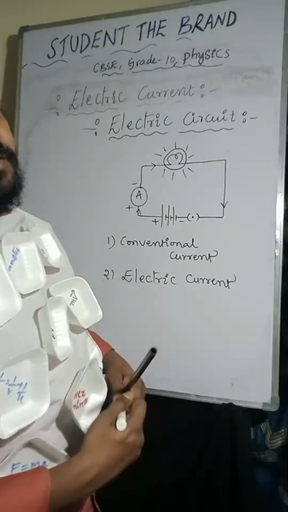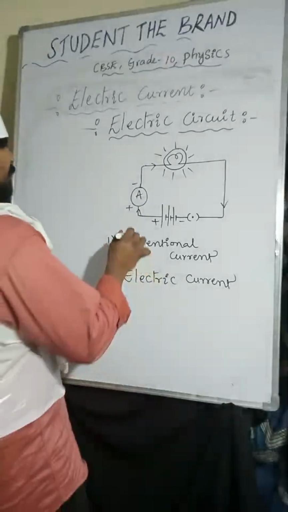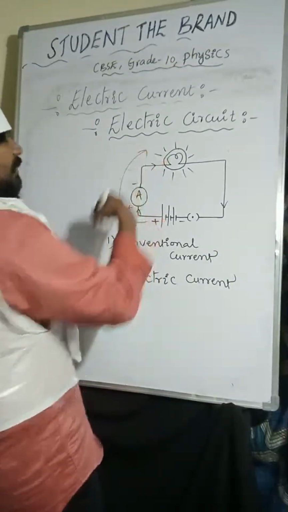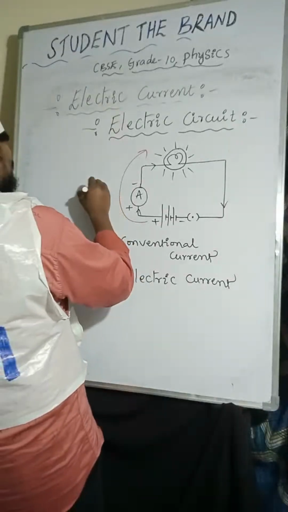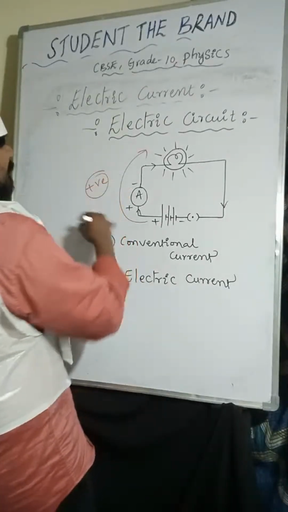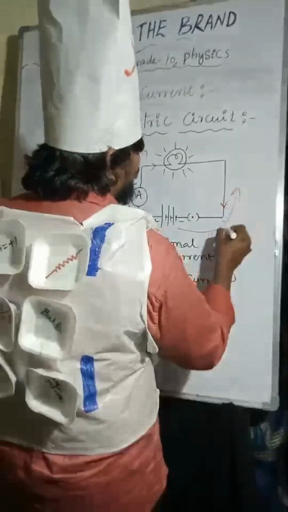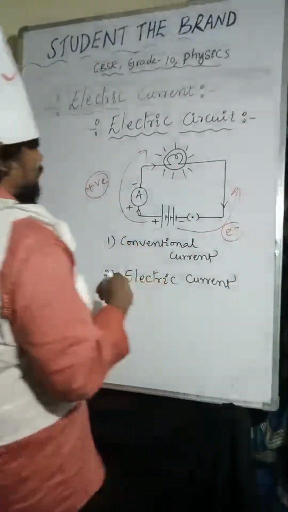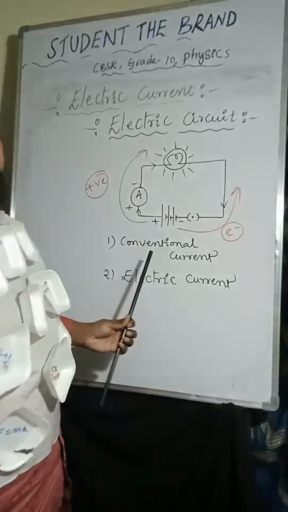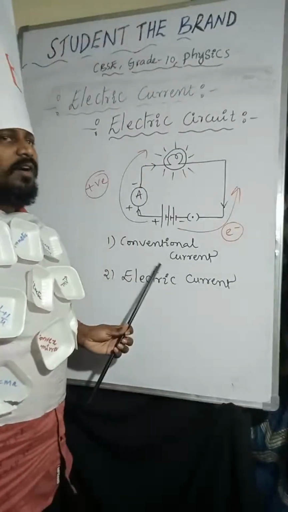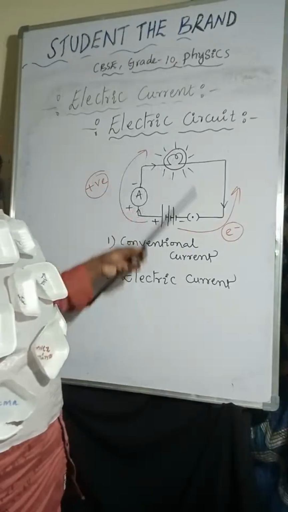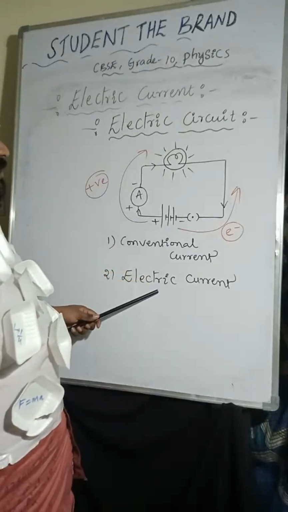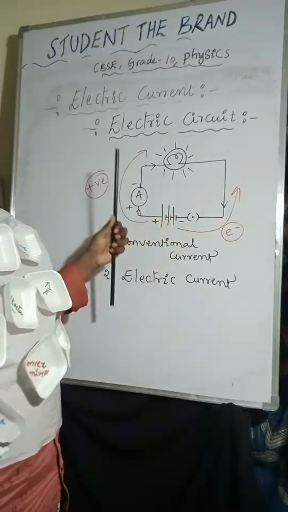Positive charges are moving from the positive terminal to the negative terminal. Here I am considering the positive charges, whereas electrons are moving from the negative terminal to the positive terminal. So conventional current is nothing but the flow of positive charges, moving from positive terminal to negative terminal, whereas electrons move from negative terminal to positive terminal.